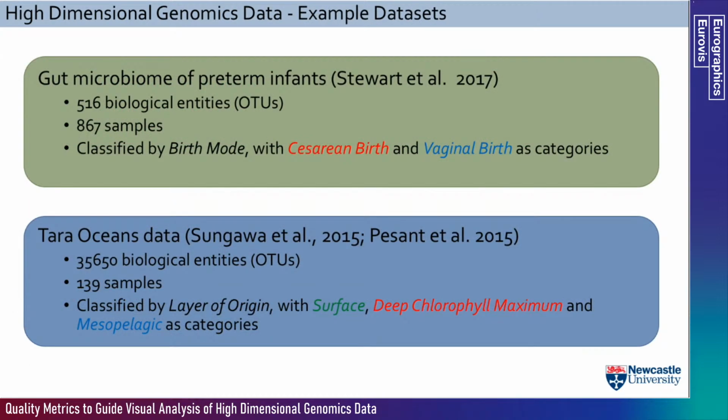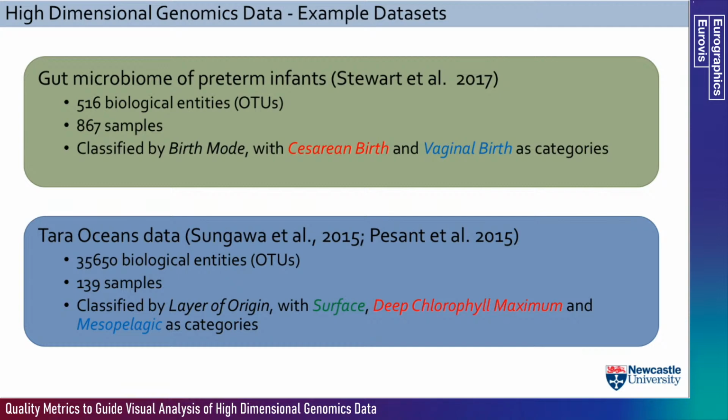So in this presentation and in the paper and supplemental material, I use 2 different example datasets. The first one is data from a study of the gut microbiome of preterm infants, which is in this context a fairly small dataset. And the sample classification that we look at there is birth mode, where we have cesarean and vaginal birth. The other dataset is considerably bigger.